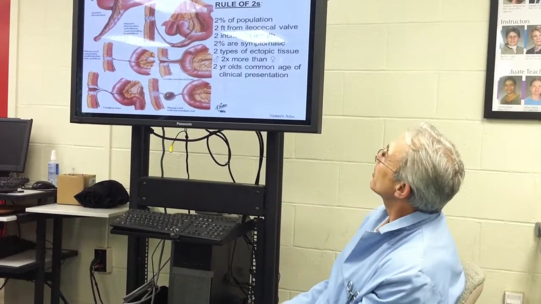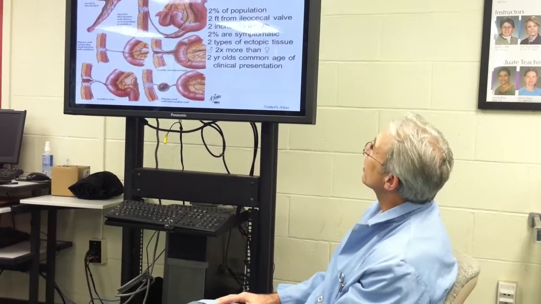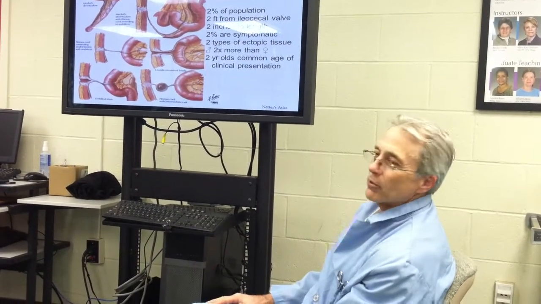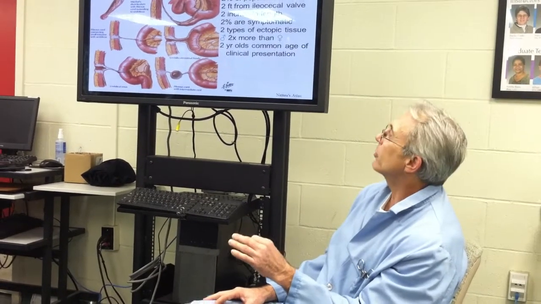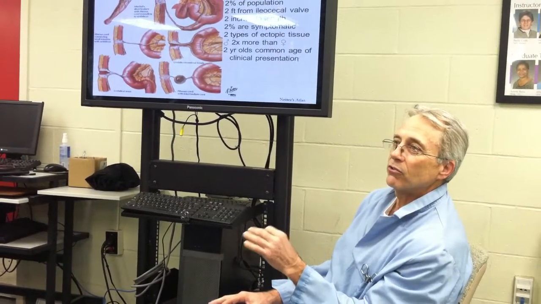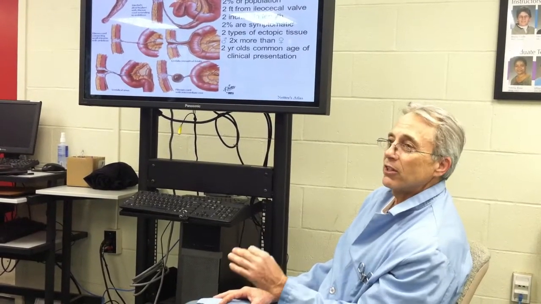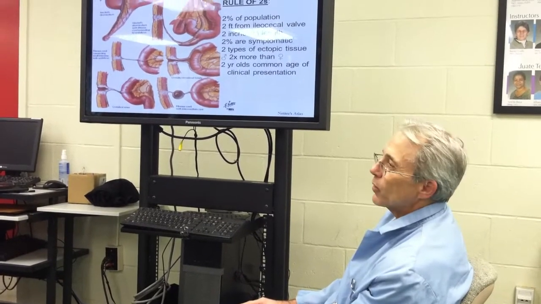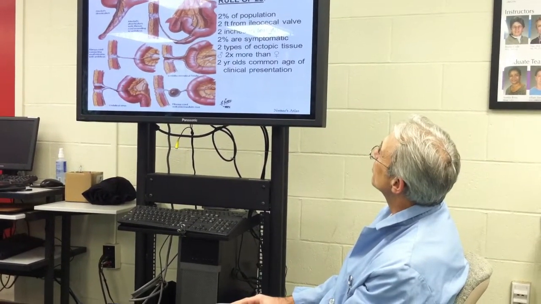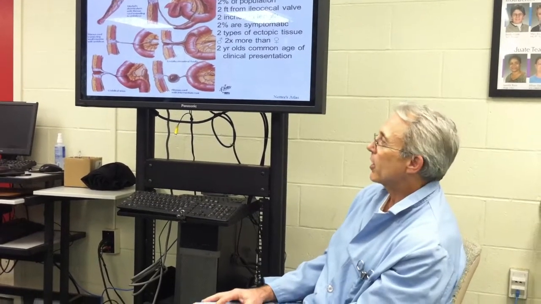2% of the population are symptomatic, so most of the people have it and don't realize it. There are 2 types of ectopic tissue, so it's got all the tissue characteristic of that part of the GI tract, but usually it also has maybe some pancreatic and some gastric tissue in that particular Meckel's diverticulum. It happens twice as often in males than females, and clinical presentation is most common at 2 years of age.